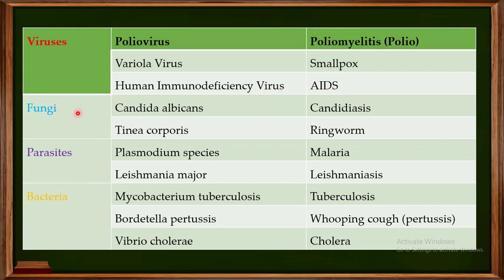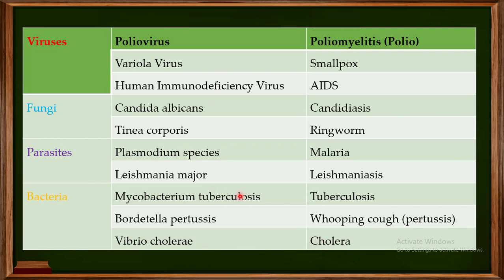Among the fungi, important examples are Candida albicans, which is responsible for candidiasis, and Tinea corporis, which causes ringworm in human beings. Among the parasites, the causative agents of malaria are the Plasmodium species, and the causative agent of leishmaniasis is the Leishmania major parasite. Among the bacteria, important examples are Mycobacterium tuberculosis, the causative agent of tuberculosis; Bordetella pertussis, the causative agent of whooping cough, also known as pertussis; and Vibrio cholerae, which is responsible for causing cholera in human beings.